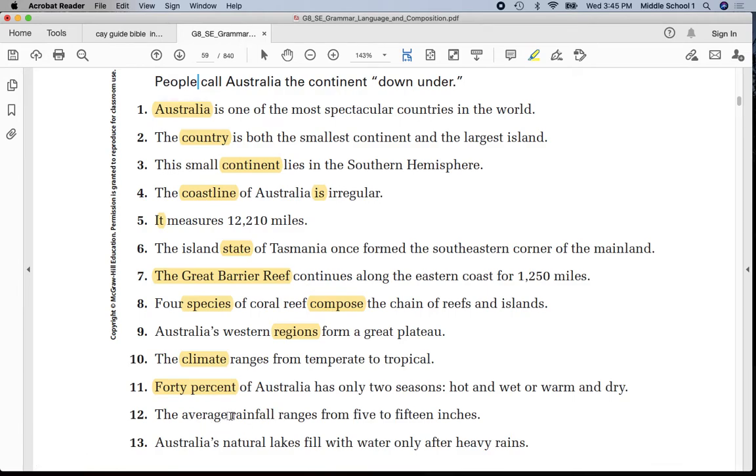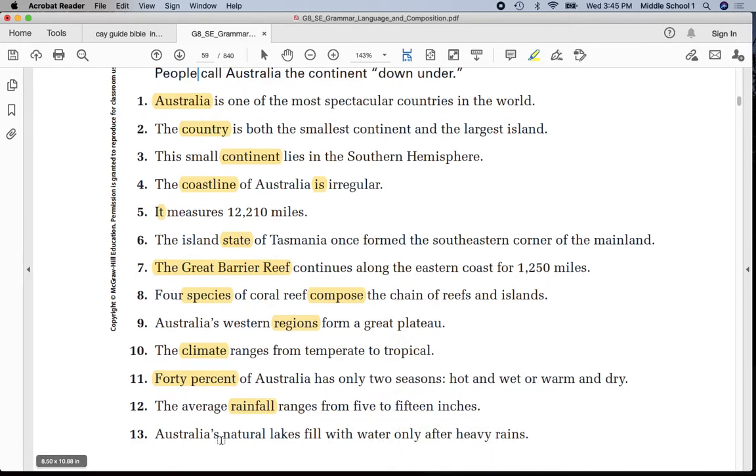Number 12, rainfall. The average rainfall ranges from 5 to 15 inches. Rainfall ranges. The line goes in between rainfall and ranges. Again, notice the prepositional phrases. There are 2 of them that close it out.